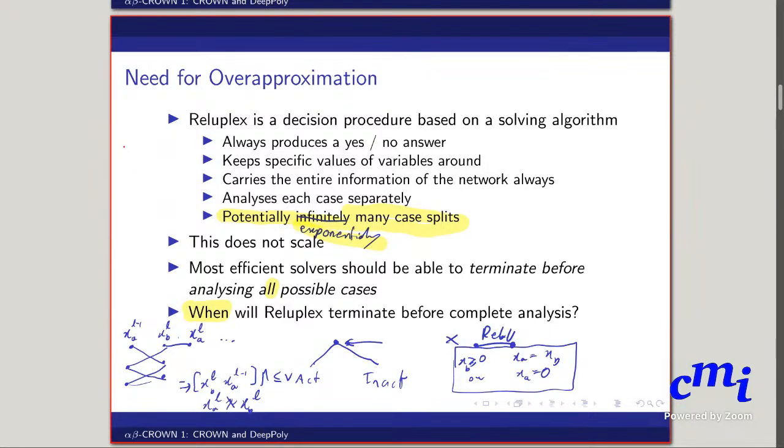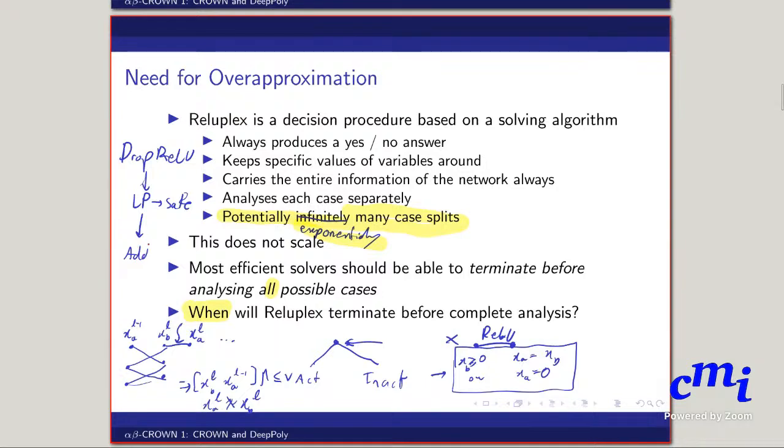So this is the drop-ReLU kind of abstraction, or formulation, that Reluplex does, and then it's going to do an LP call. And if the LP says that it is safe, then we know that the network itself has to be safe, because if you drop the relationships between x_a^L and x_b^L and still the network is safe, that means no matter what this ReLU layer would have done, the network is safe. So in particular, if this ReLU layer is actually doing this, the network is safe, right? But if it says otherwise, then we don't know. So then we need to somehow add some ReLU constraints back in, and then we'll have to do the split.